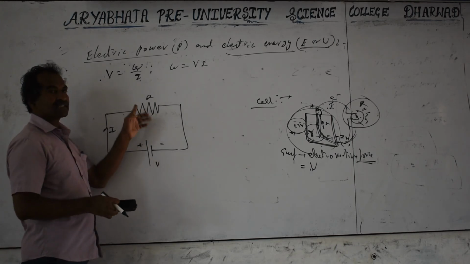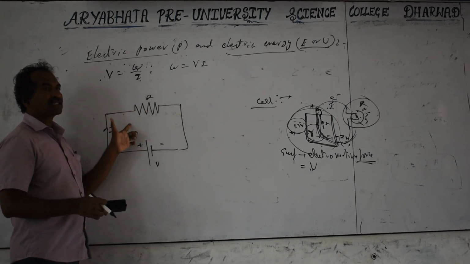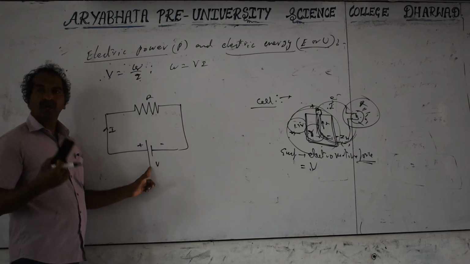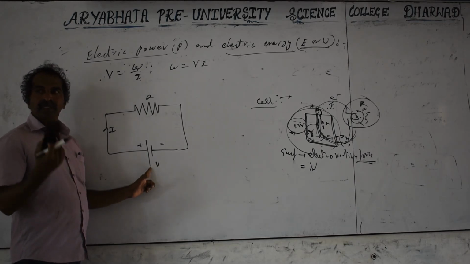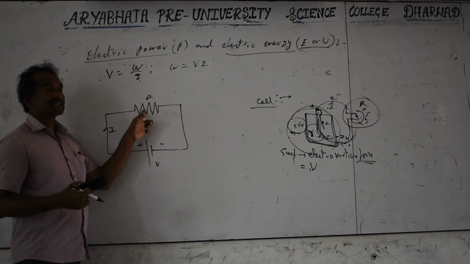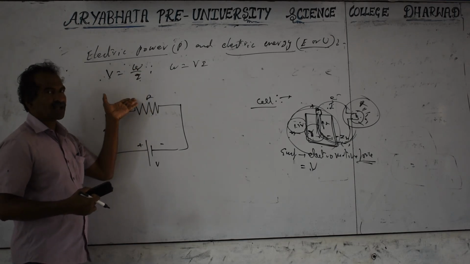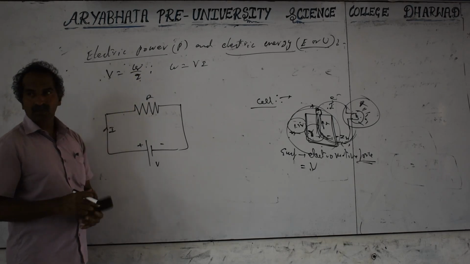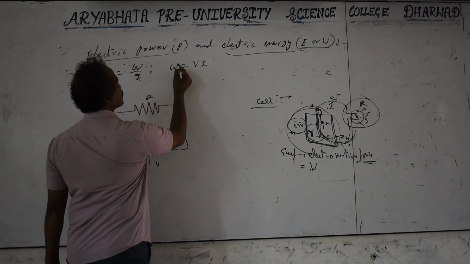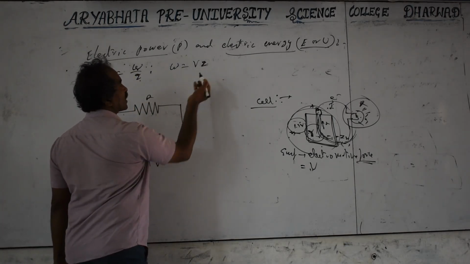This is the external resistance, meaning the outside one. So we define the potential difference V as the work done to move unit charge through the external resistance. If it is not unit charge, we take charge Q, so V equals W by Q. So the work done is V into Q.